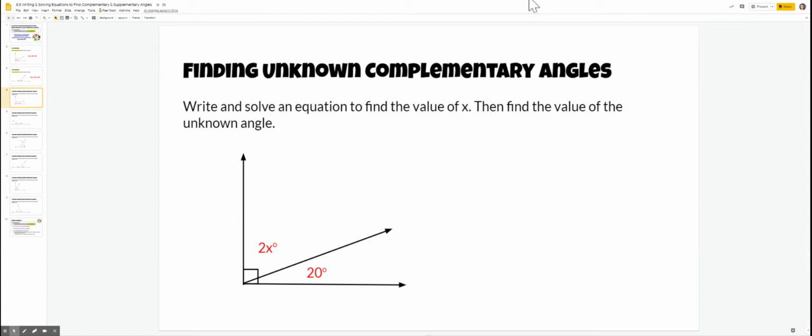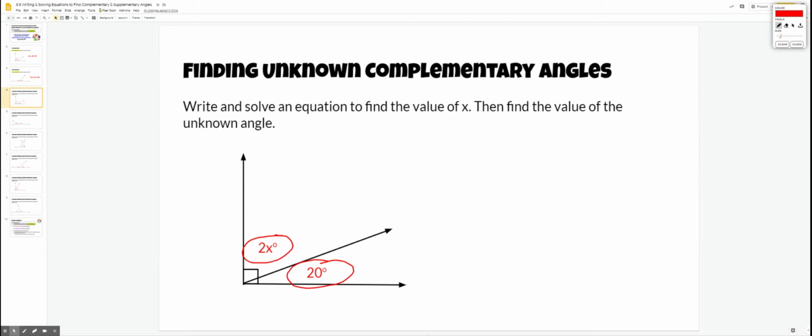So let's take a look at this diagram here really quickly. I have an angle here that's 20 degrees, right? And I can see that. And then up here, I have an angle that's represented by the expression 2 times x. So I don't know what the total measure of that angle is, so I'm going to need to write an equation to help me find out.